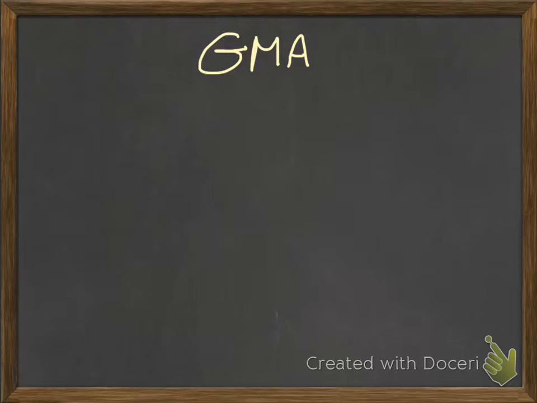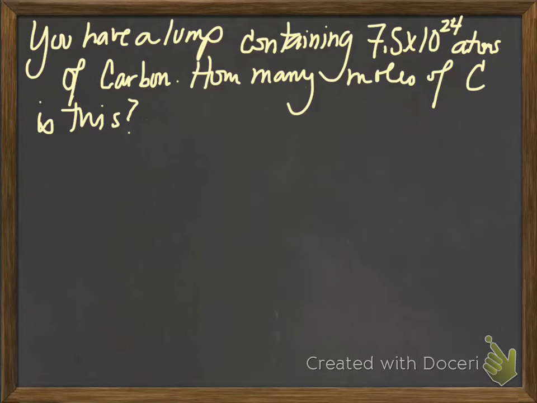Okay, but what about the atoms part? Well, we can go from atoms to moles and moles to atoms. Let's do a few of those real quick. Okay, you've been given a lump containing 7.5 times 10 to the 24th atoms of carbon. How many moles of carbon is this? So now we're doing atoms to moles, working from the outside of our GMA formula to the middle.